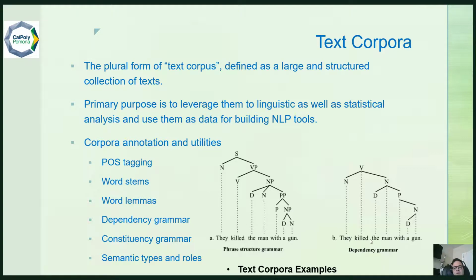The same sentence, if you use dependency grammar, could be explained differently. So this noun is related to that verb, and this noun is related to the preposition "with" here. So the way these nouns, verbs, and determiners are related is different.